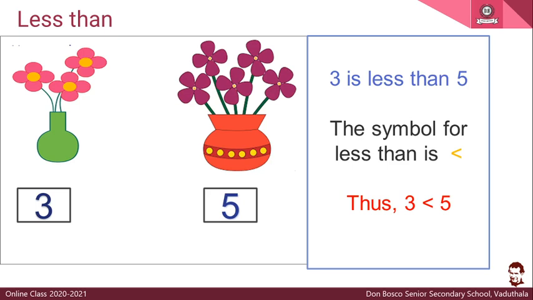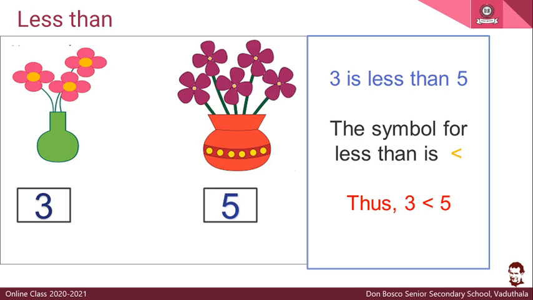Yes, very good. That is 5. 1, 2, 3, 4, 5. So in the first picture you can see 3 flowers, but in the second picture you can see 5. So we can say that 3 is less than 5.